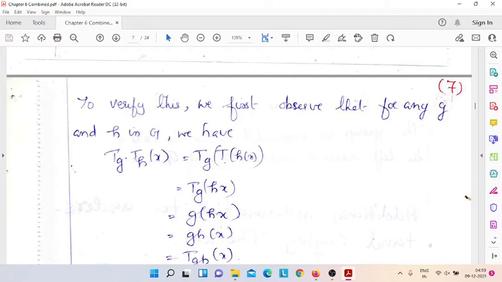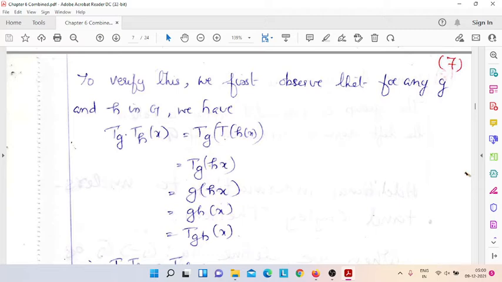It is not t, because th of x, the value of th of x, is equal to hx, and thus that effect of t has gone, so t is not required there. T is mistakenly given there, so remove that t. So tg of hx is the correct one here; without a t you can write hx after conversion.